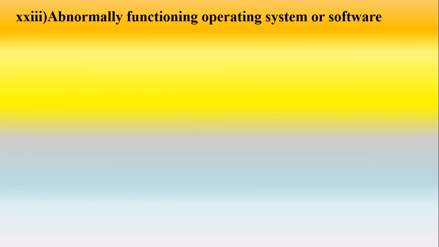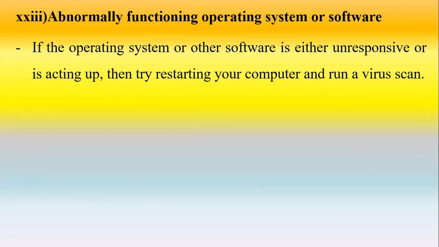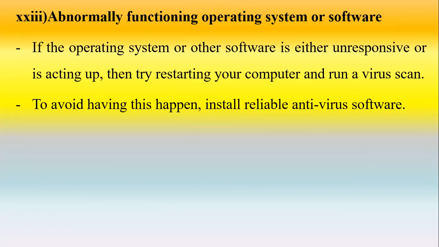Number 23 is abnormally functioning operating system or software. If the operating system or other software is either unresponsive or is acting up, then try restarting your computer and run a virus scan. To avoid this problem, install reliable antivirus software.